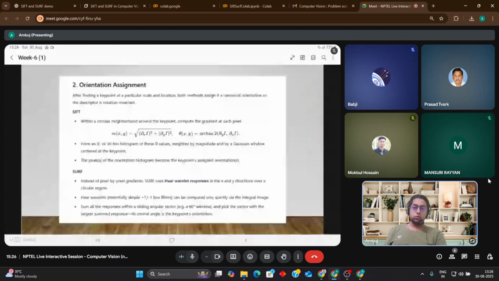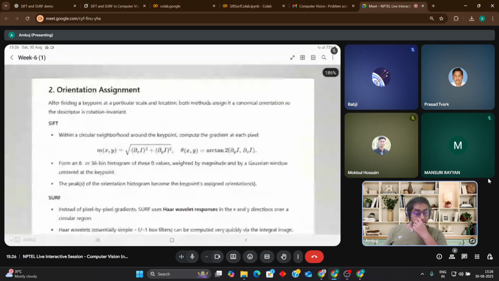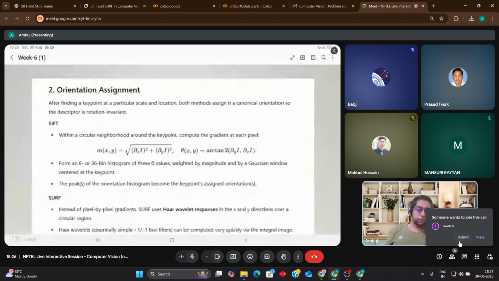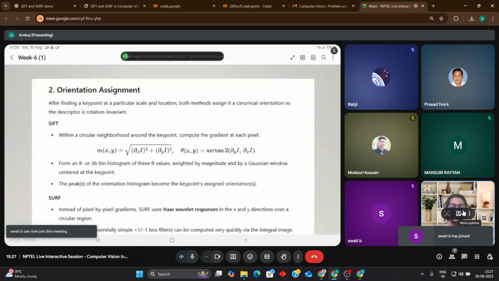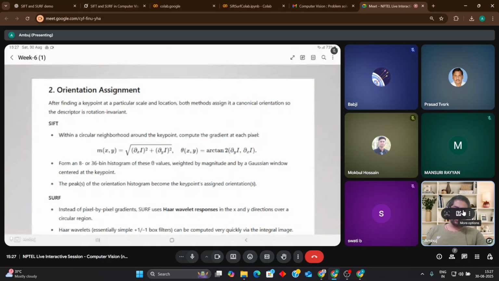Then you try to see the orientation assignment. After finding a key point at a particular scale and orientation, both the methods assign it a canonical orientation, so the descriptor is rotation invariant.